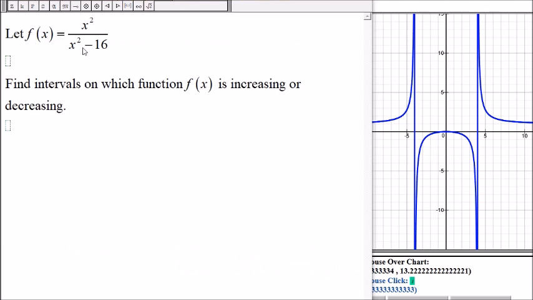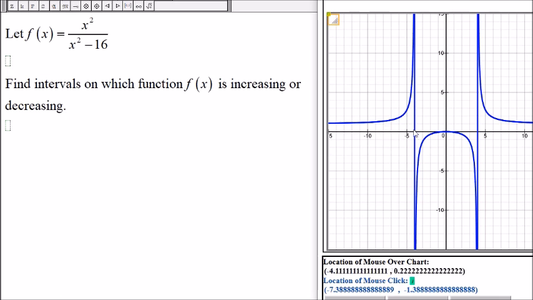Here we have the function x squared divided by x squared minus 16, and this is what the graph looks like. It looks like from the left side up to negative 4, the graph is going up. From negative 4 to 0, the graph is also going up. From 0 to 4, the graph is going down. And from 4 to the right side, or 4 to infinity, the graph is going down.